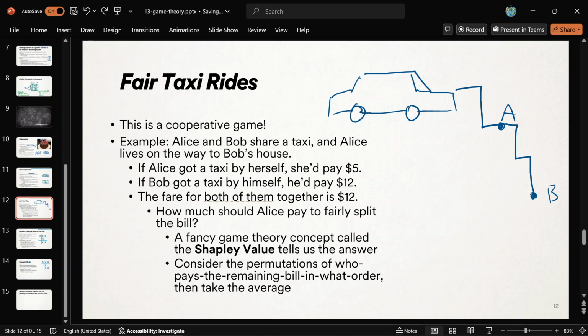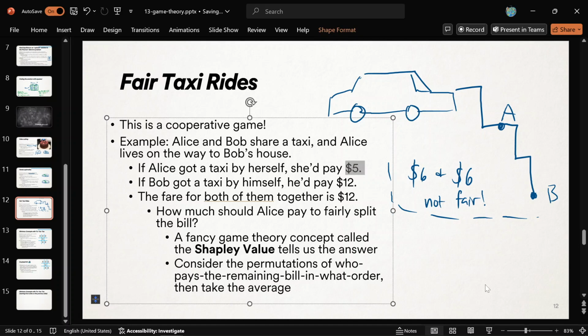Because if they were both to take this $12 and split it, right, $6 and $6, that's absolutely not fair for Alice, right? Because she's better off just getting a taxi by herself. So this is an interesting problem that's worth solving, and I'll show you one way to do it. This is not fair. Not fair for Alice. What's the best way? What is the number that we should calculate for Alice? She should be paying a little bit less than $5 probably, right? And Bob should be still paying less than $12. So what's something that's fair for both of them, right? How should they split the bill?